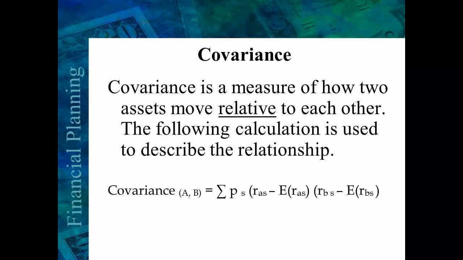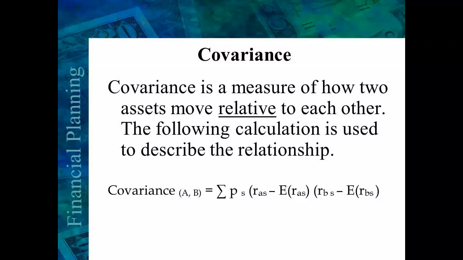Consider the equation for covariance. The covariance of asset A and B equals sigma, or the sum of the scenario probability, times the scenario return for asset A minus the expected return for asset A times the scenario return for asset B times the expected return of asset B.